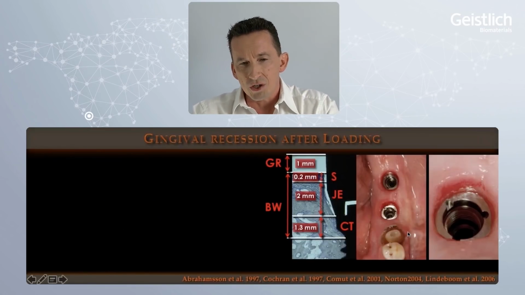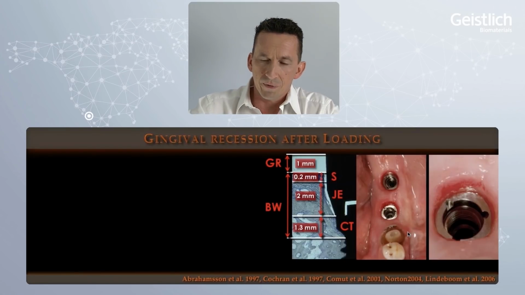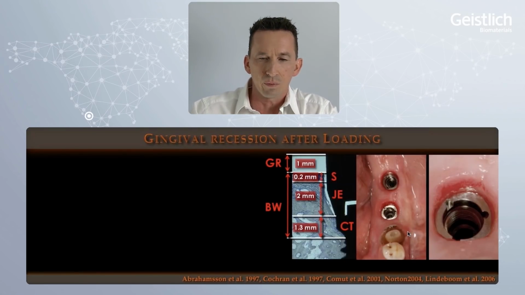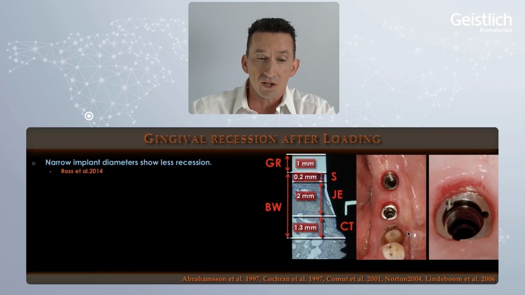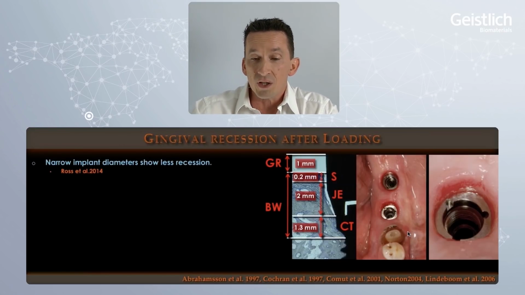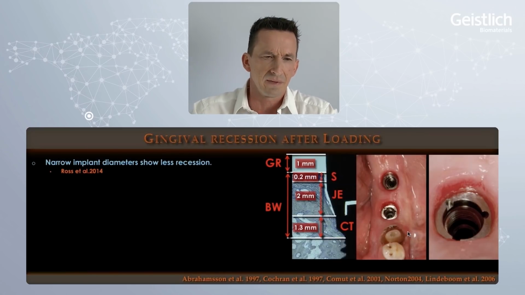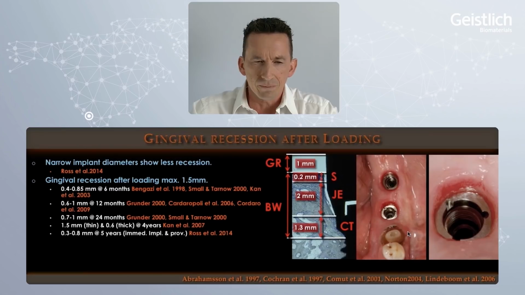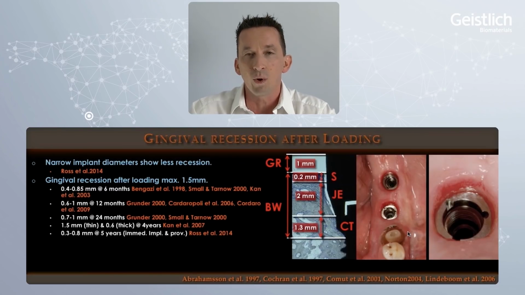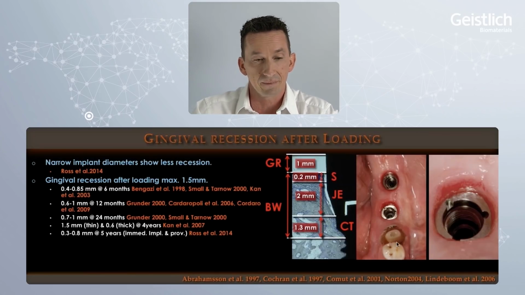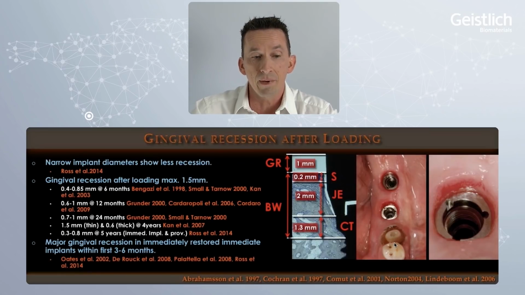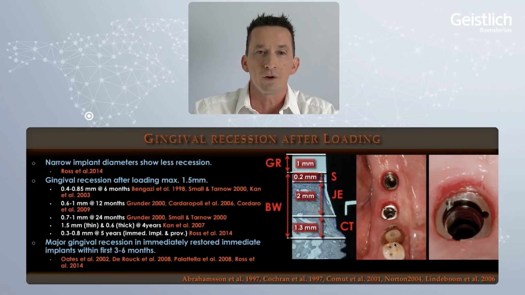What happens after gingival loading? So if we load an implant, we know that we end up with a gingival recession, which is approximately 1 millimeter. The more tiny the implant is, the more gingiva we have, and we know the thicker the soft tissue, the less recession defect. The gingival recession within 1 year is maximum 1.5 millimeters, and then after 1 year it stays stable. And finally, we know that the major gingival recession in immediately restored immediate implants is in the first 6 months.